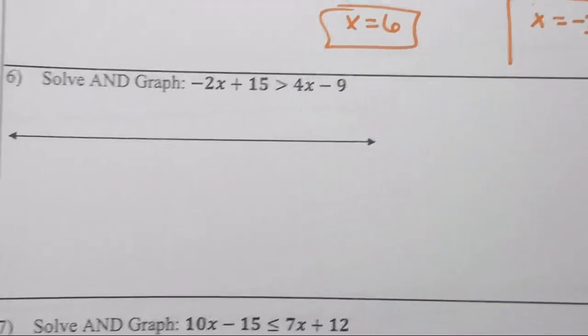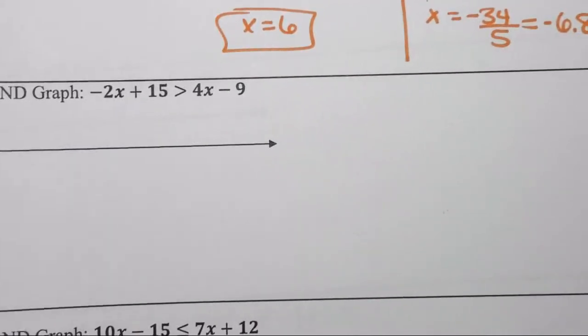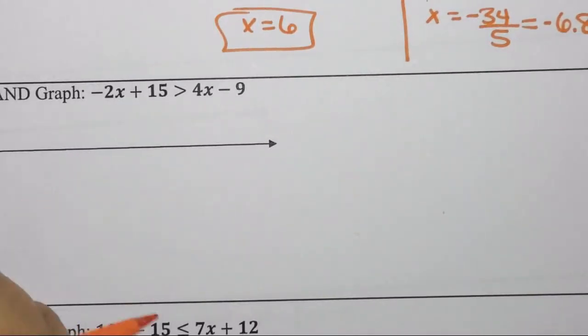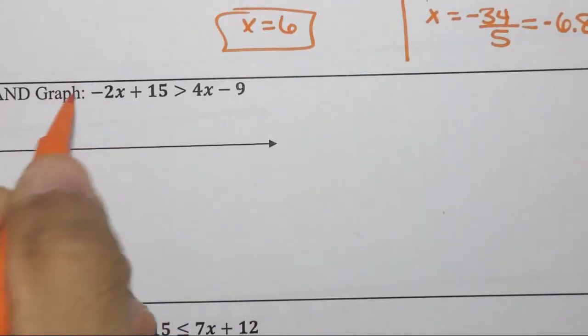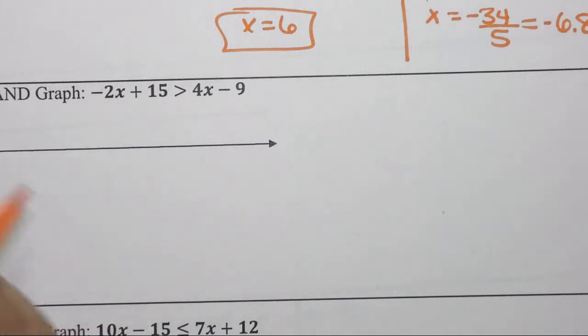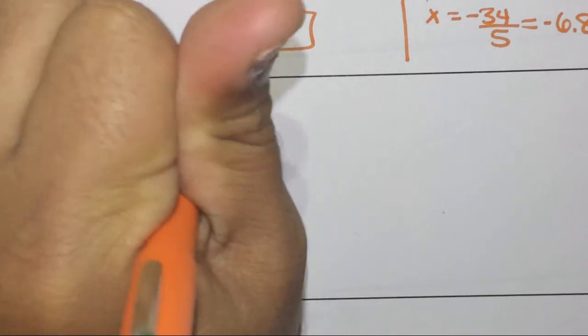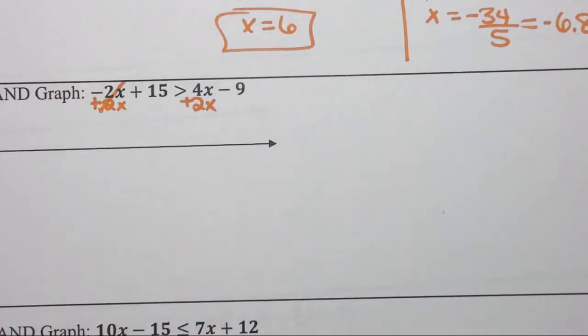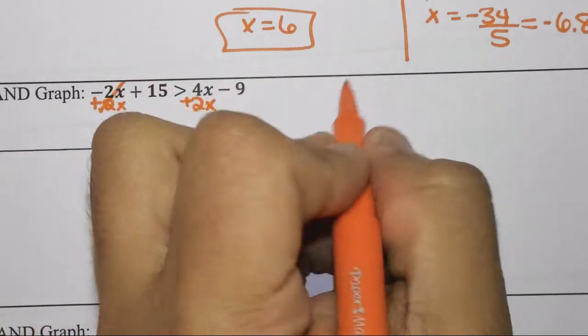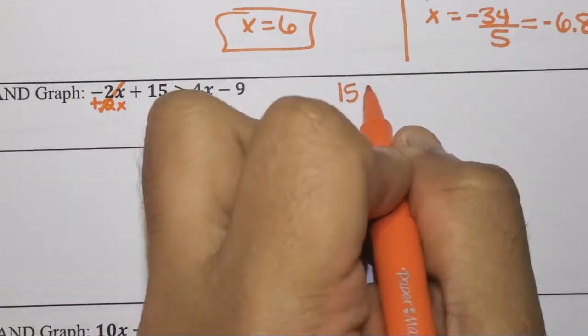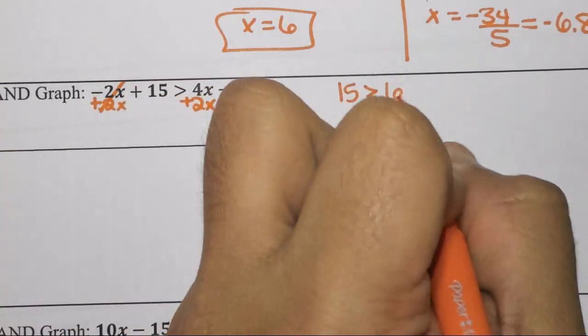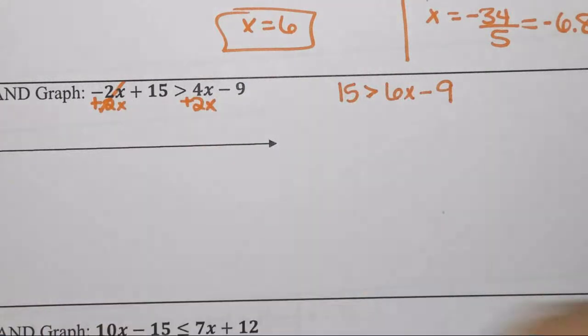Number 6. I'm going to move the smallest x. In this case, that's the negative 2x. So I'm going to have to add 2x on both parts. That's going to cancel this out. So I'm left with 15 is greater than 6x minus 9.